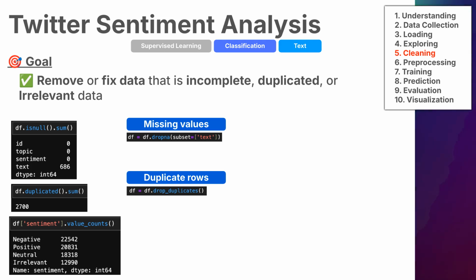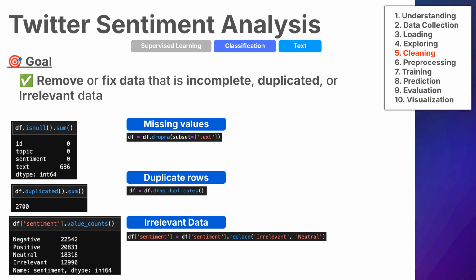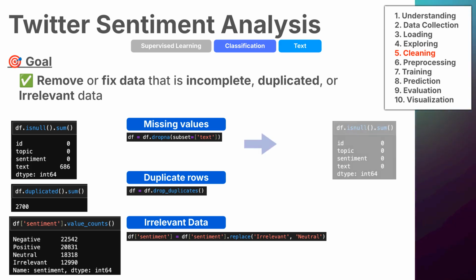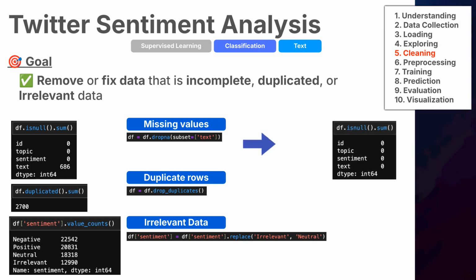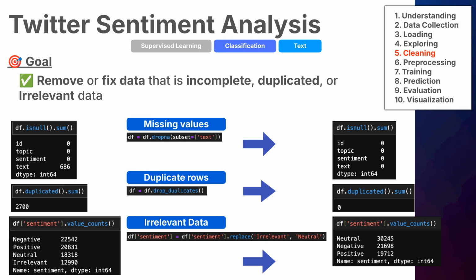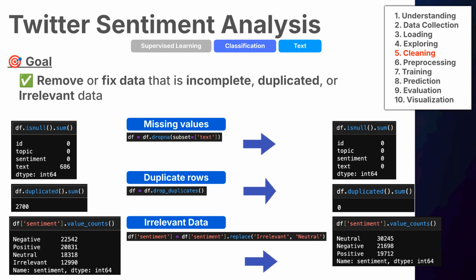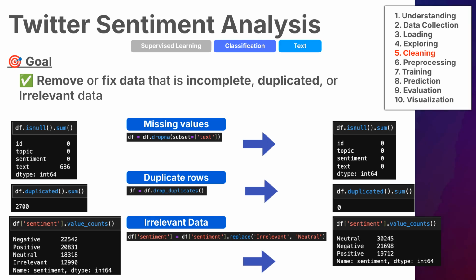Finally, based on the Kaggle description, we replace all irrelevant sentiment labels with neutral using the replace method. After cleaning, all rows now contain valid tweet text. All duplicates are removed. Sentiment labels are now standardized to 3 classes only: positive, negative, and neutral. This prepares the dataset for the next step, preprocessing, where we will transform the text data into a format suitable for machine learning models.